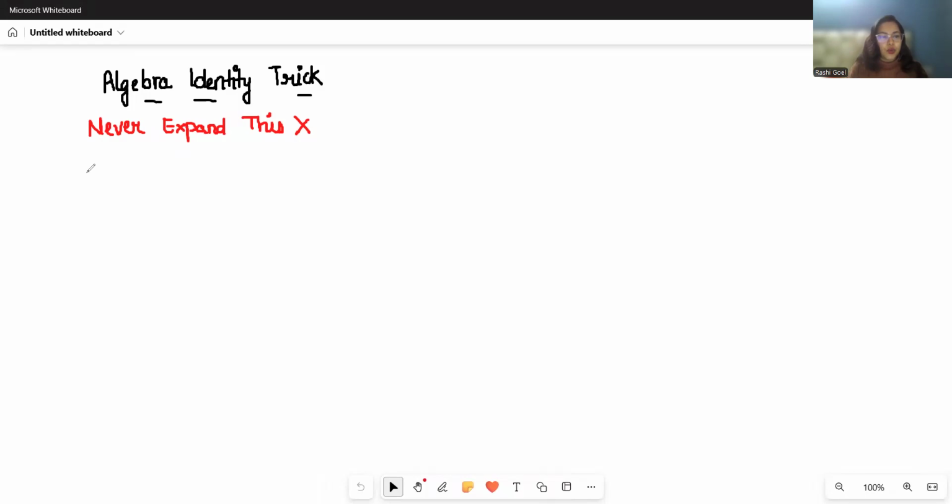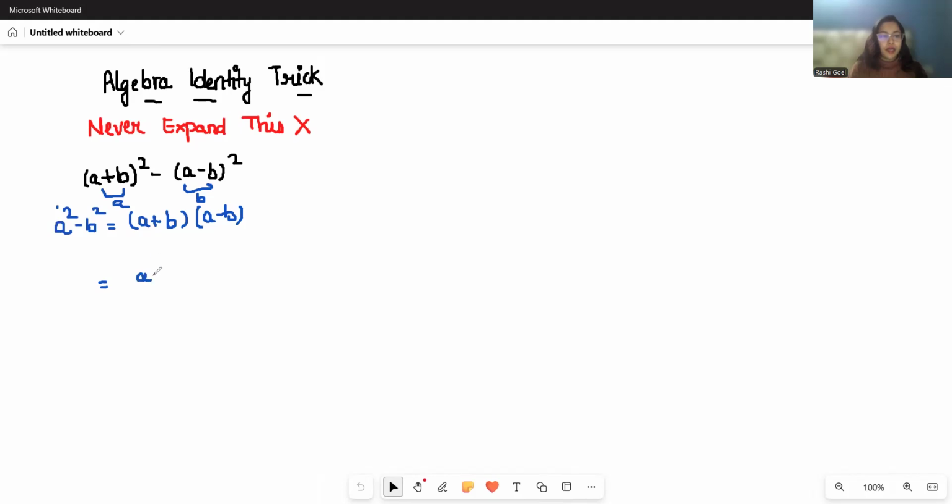Now practice this one. A plus b whole square minus a minus b whole square is what? What do we have to do? We have to apply the identity, that is a square minus b square. Pause the video and try it yourself or check my solution. A plus b, a minus b. So this part is a and this part is b.